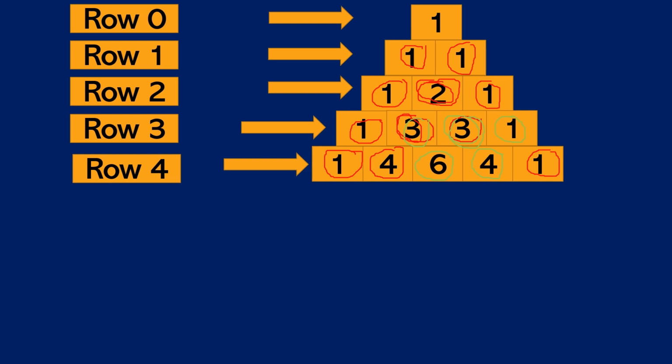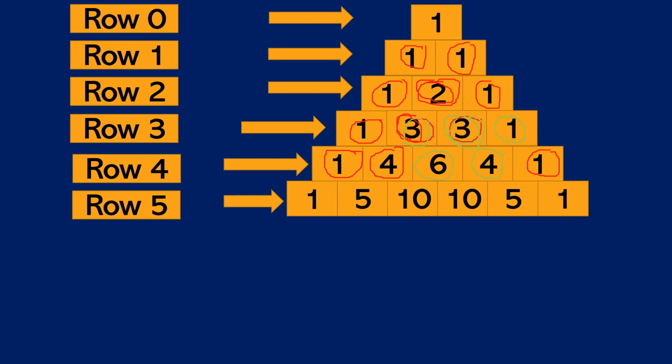So can we pause the video for 1 second and anticipate what we'll get for row 5 below? Your guess is as good as mine. What we anticipate to get is 1, and then 4 plus 1 is 5. So 1, 5. Then 4 plus 6 is 10. So we have a 10. And then 6 plus 4 is 10. So we have another 10. And then 4 plus 1 is 5. So we have another 5. And then at the end, we have a 1. Let's see whether that's what happens. Yes, your guess is as good as mine.